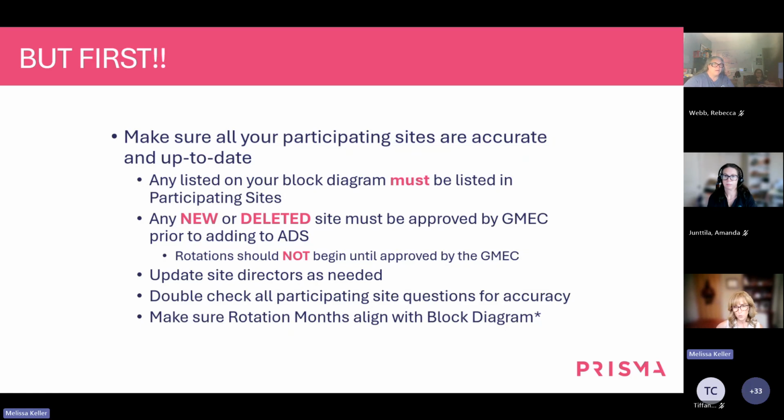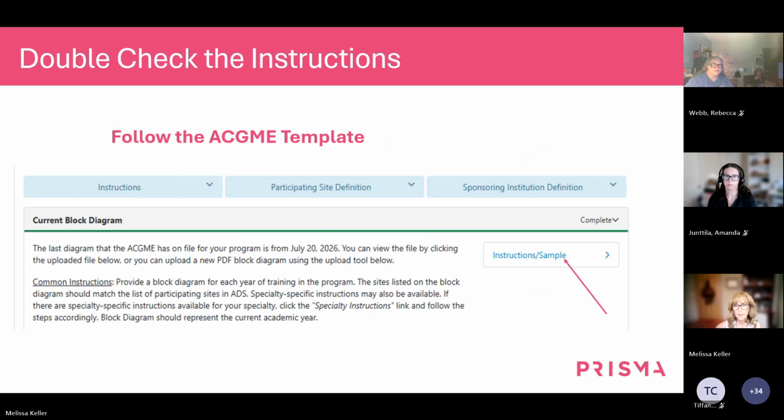And then again, like I said, make sure the rotation months align with the block diagram. That is one area you will get dinged. If it's different, that's another area for citation. And then I can't stress it enough, follow the template. They give you a template of exactly what they want.